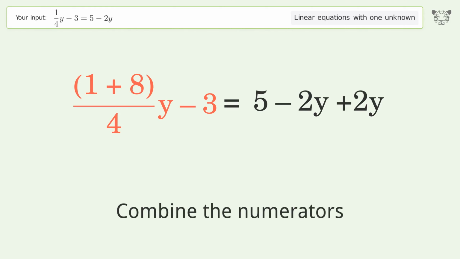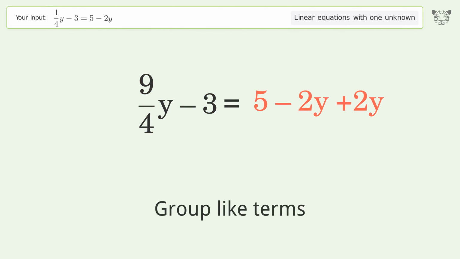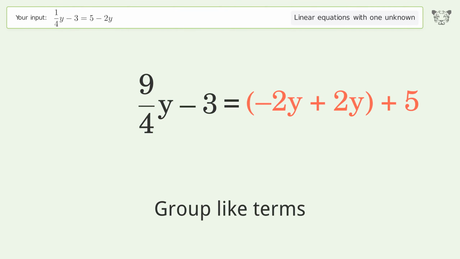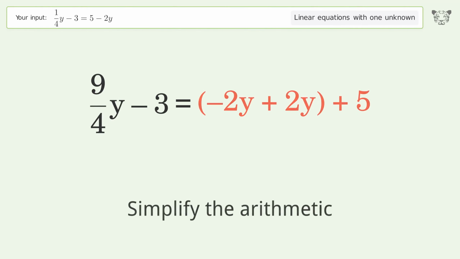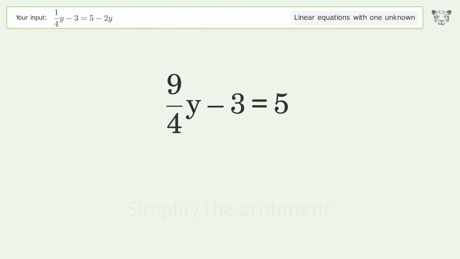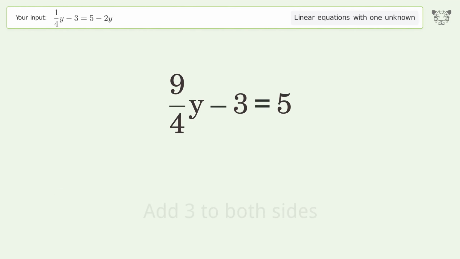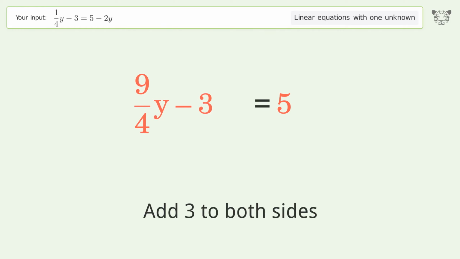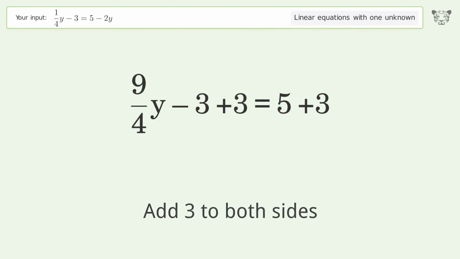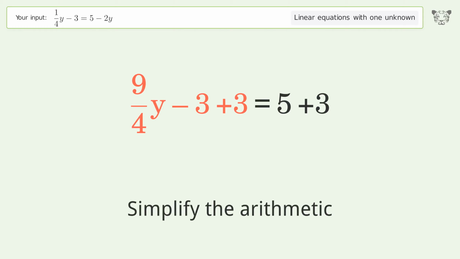Combine the numerators. Group like terms. Simplify the arithmetic. Group all constants on the right side of the equation. Add 3 to both sides. Simplify the arithmetic.